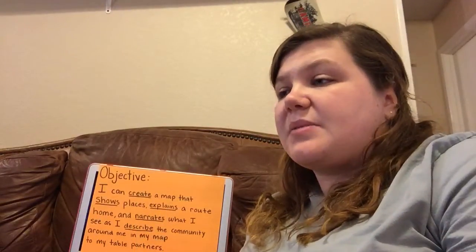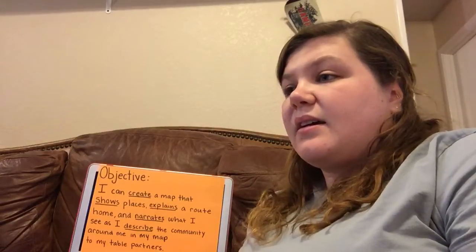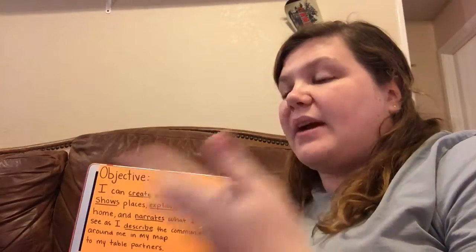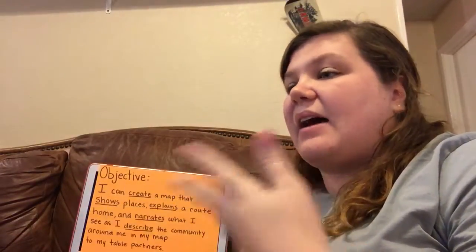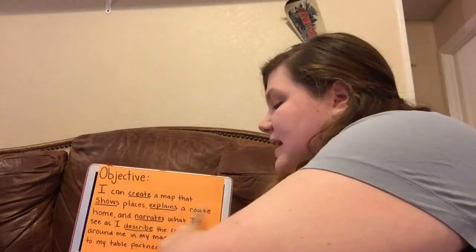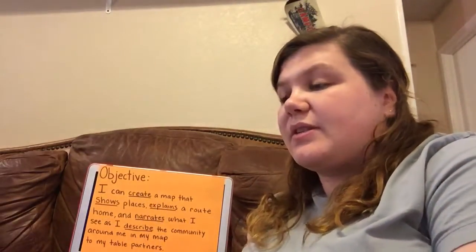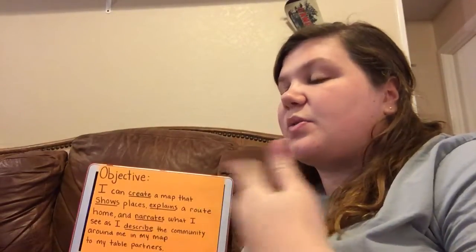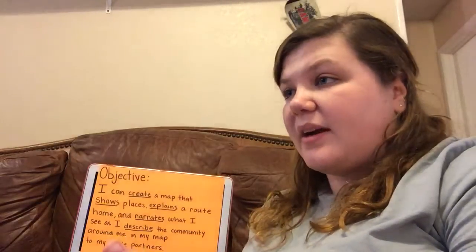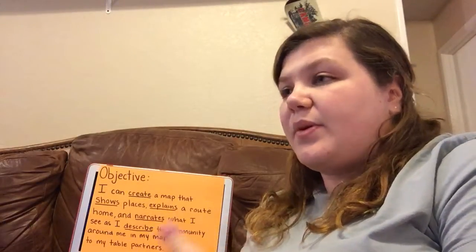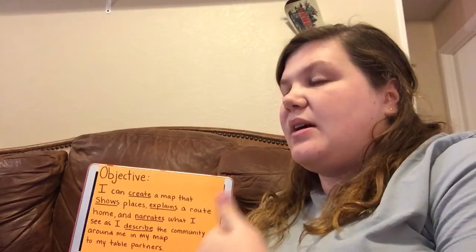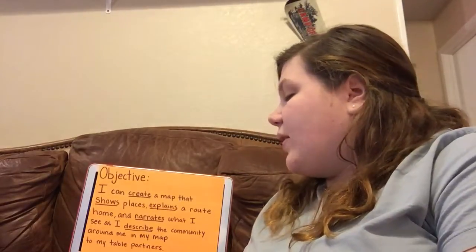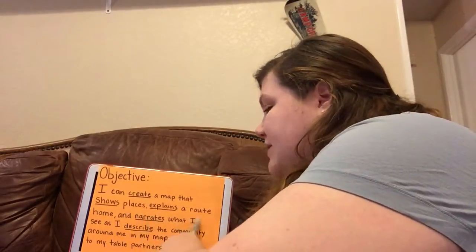So what does it mean to explain something? Yes, that's what it means. It means to lay out where something is. So you're going to explain it and how to get to it. So explains a route home. So route might be a new word for some of us. What does route mean? Anyone know? Okay, that's fine. So route means how you get somewhere. So if we're going to make a route home, that means we need to give step-by-step directions on how to get home. So our next part is, and narrates what I see.